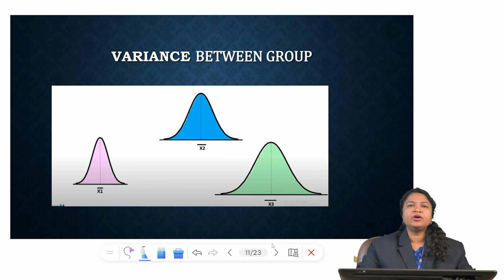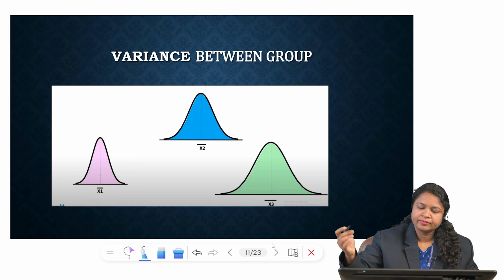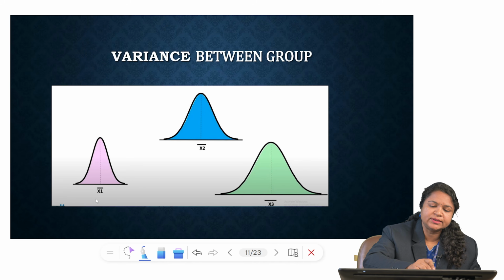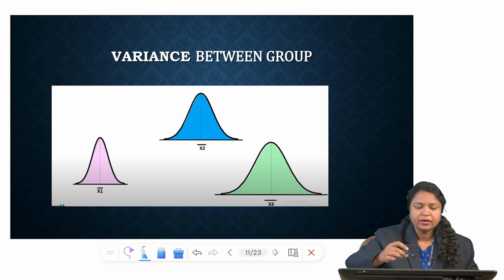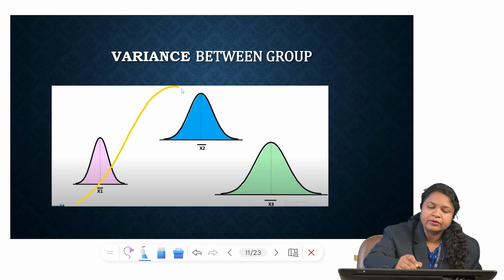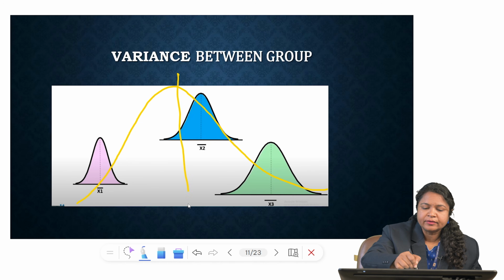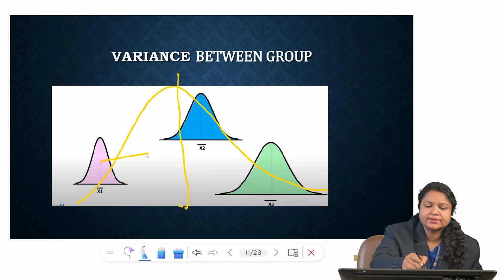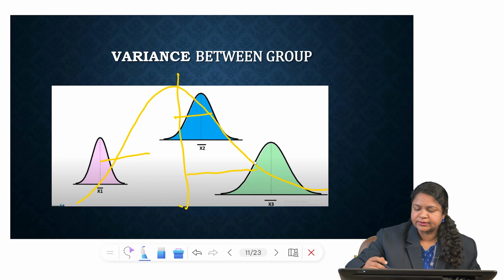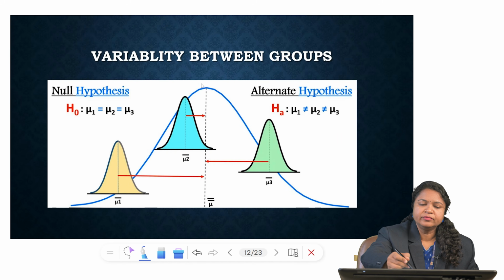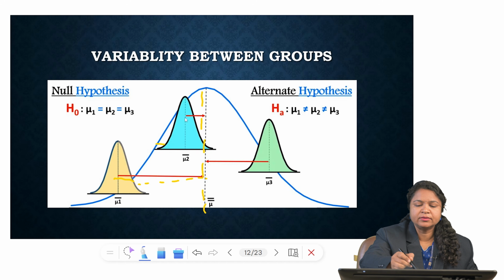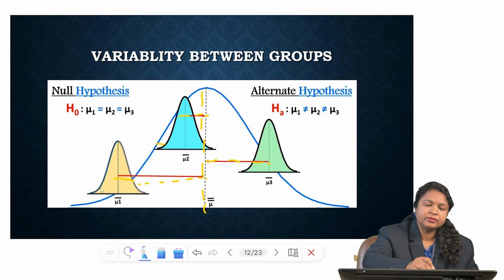Similarly, between the groups, I want to calculate the variance. Again taking the same 3 means x1, x2 and x3, to differentiate between all the 3 groups, we draw the curve and, from the center position, we calculate the distance from x1, x2 and x3. You can see here, we draw a line and calculate the distance from mean 1, sample 1, sample 2 and sample 3.